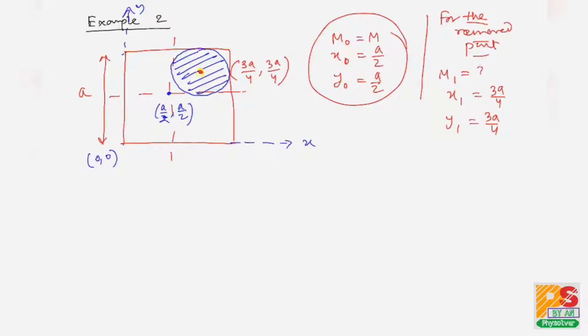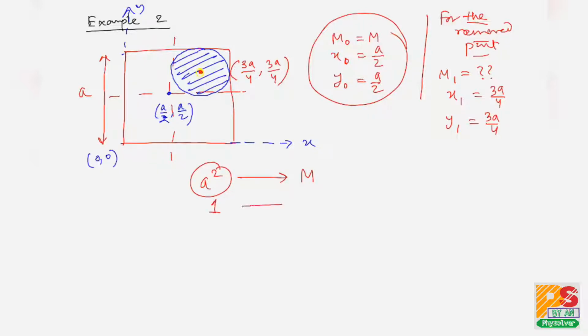Now what is the proper way to find this m1? You can use the unitary method. That's the simplest way. Now what is the area of the entire disc? This is a square, a into a. Now mass of this area is nothing but m, that is the mass of the square plate.